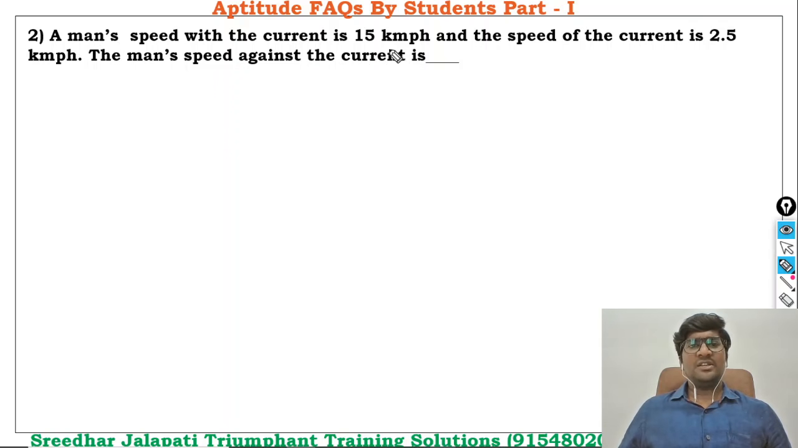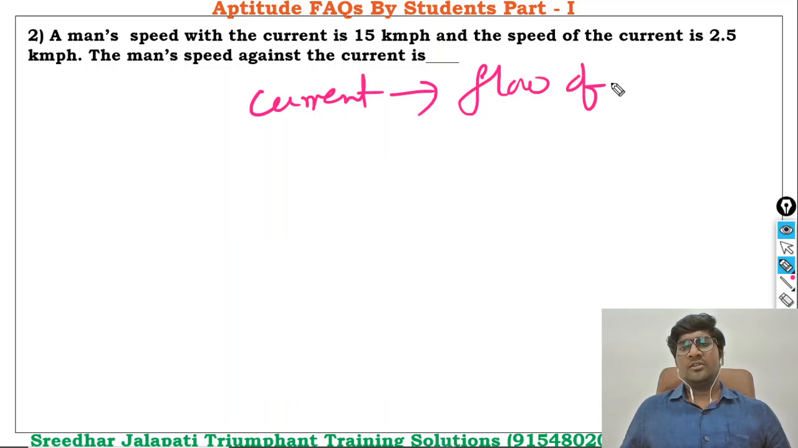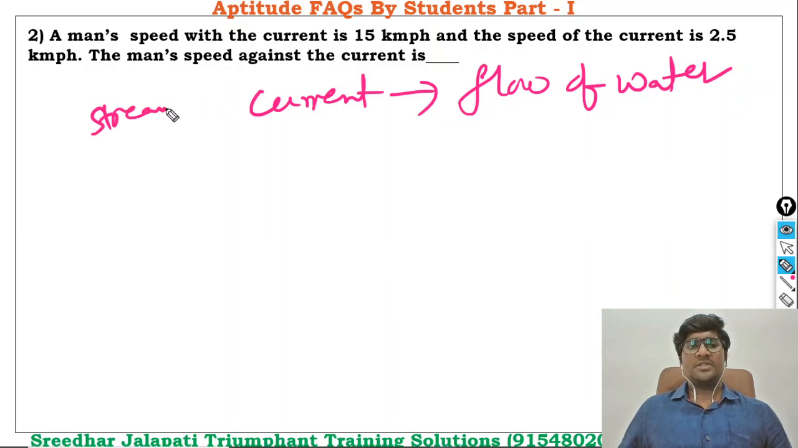It's not that it is a difficult question, but it is because of the terminology. I have seen a lot of students finding it difficult. First of all, what do you mean by current? Current is flow of water. Flow of water is called current, or flow of water is also called a stream. Current, stream, both are the same.